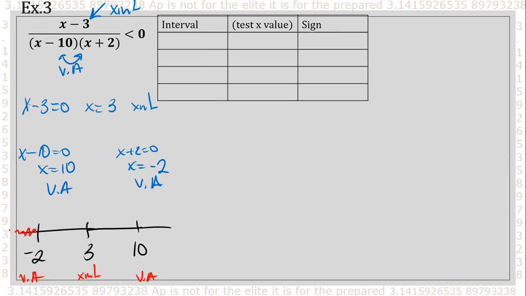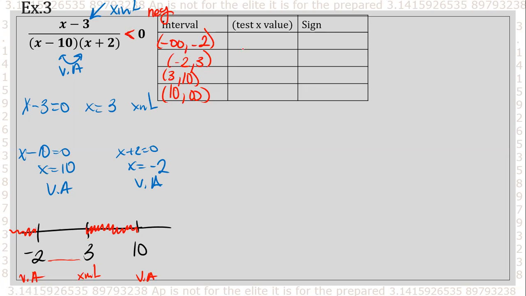So right here, I got all the numbers between negative infinity and negative 2, and then the numbers from negative 2 to 3. And then again from 3 to 10, and then from 10 to positive infinity. Keep in mind, this was only a "less than," so we're looking for the negatives only.